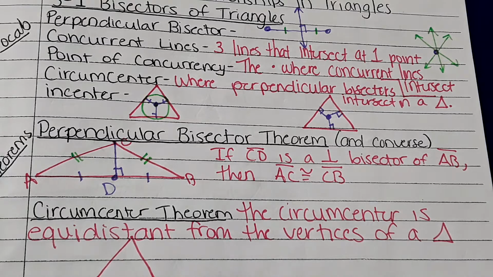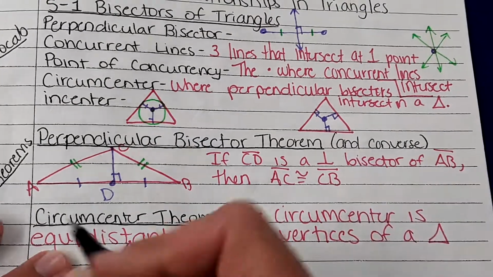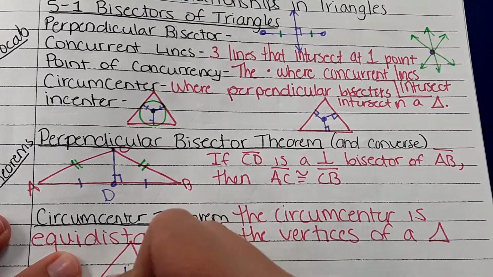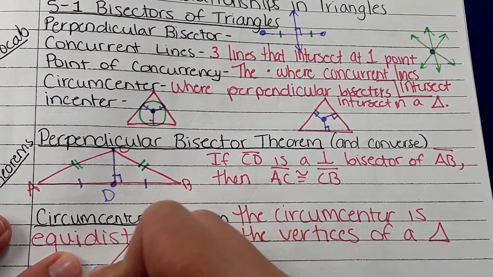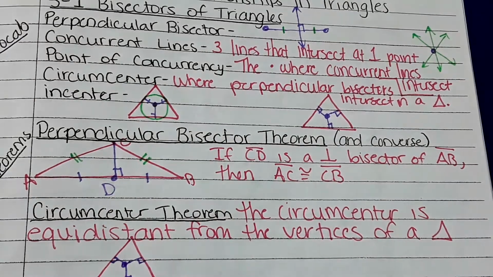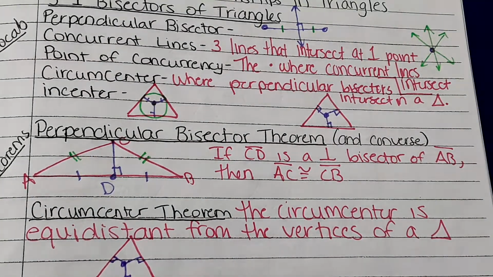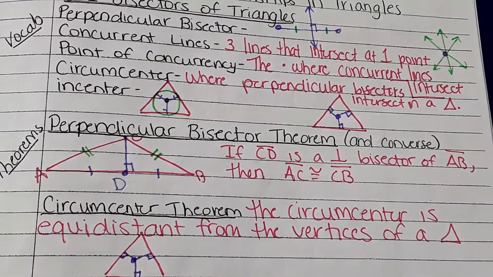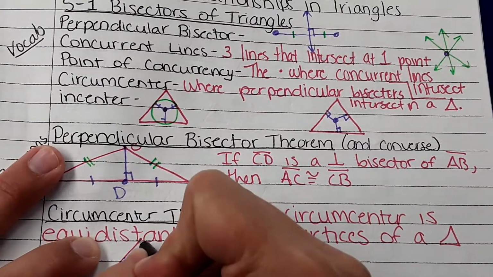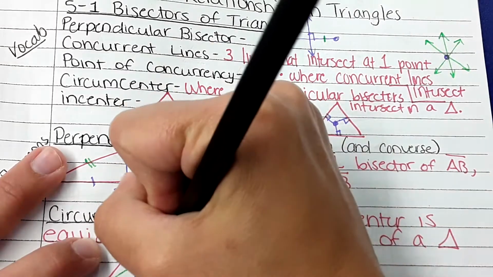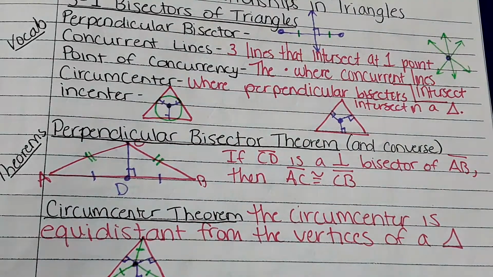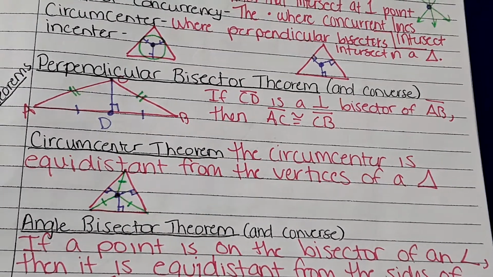Circumcenter theorem. We talked about circumcenter up here. It's when, let me use a different color, the perpendicular bisectors intersect at that circumcenter. That's your circumcenter. But what it's saying here is that that circumcenter is equidistant to the vertices. So once you have the circumcenter, it's the same length to each of the corners. Oh, I didn't realize you couldn't see that there.